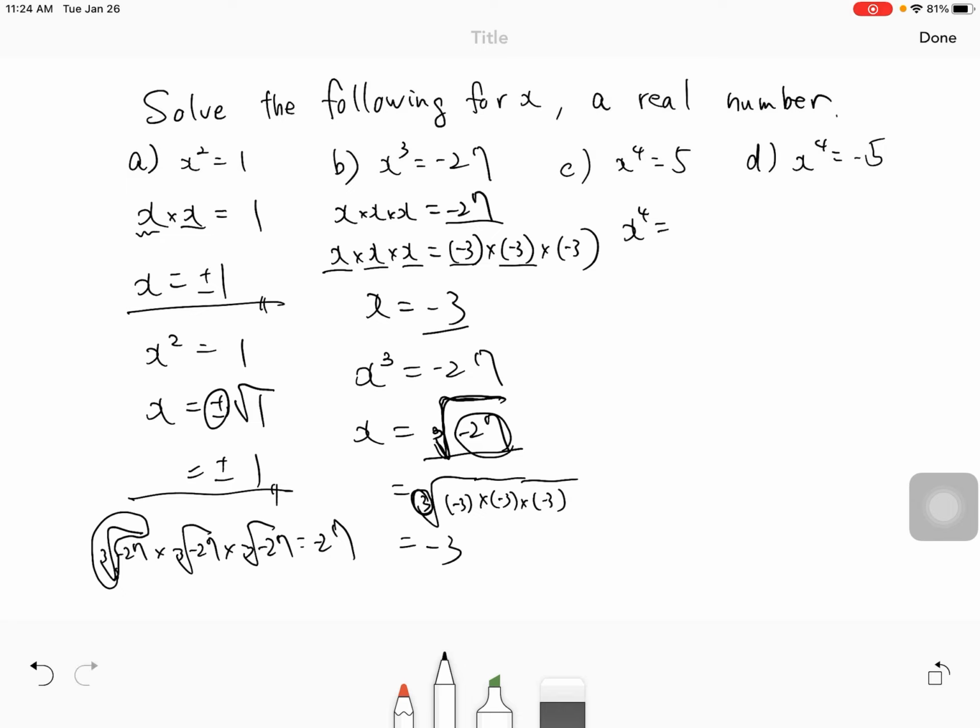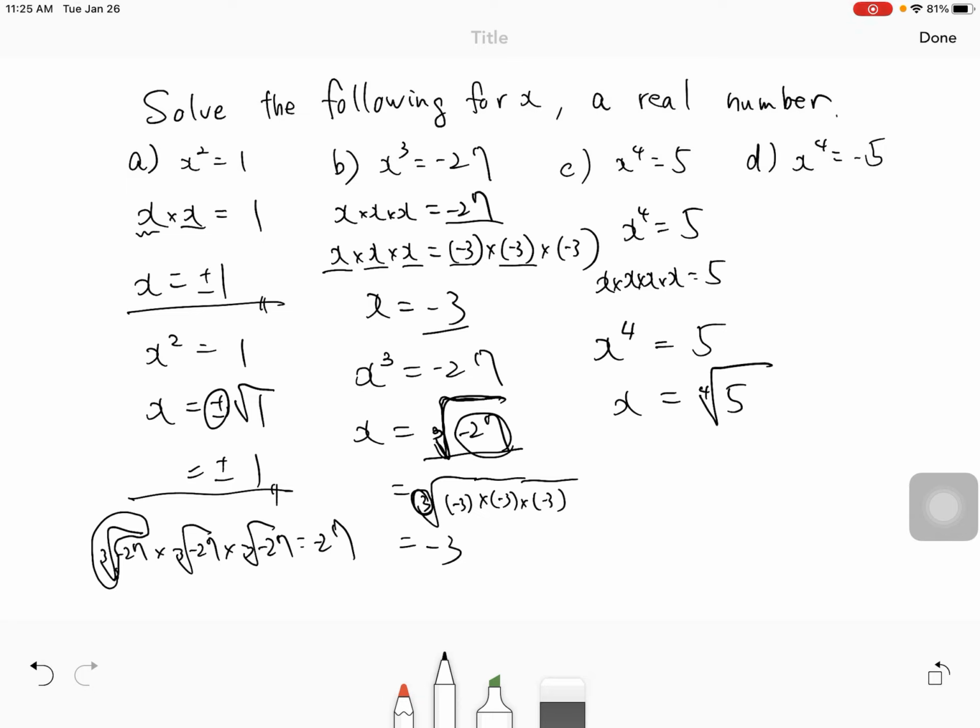So let's move on to number C. x to the power 4 equals 5. So in this case, it's hard to find the value of x, right? At least I can't come up with any value of x this time. So let's do it an easier way. x to the power 4 equals 5. So let's put the root: x equals the 4th root of 5.